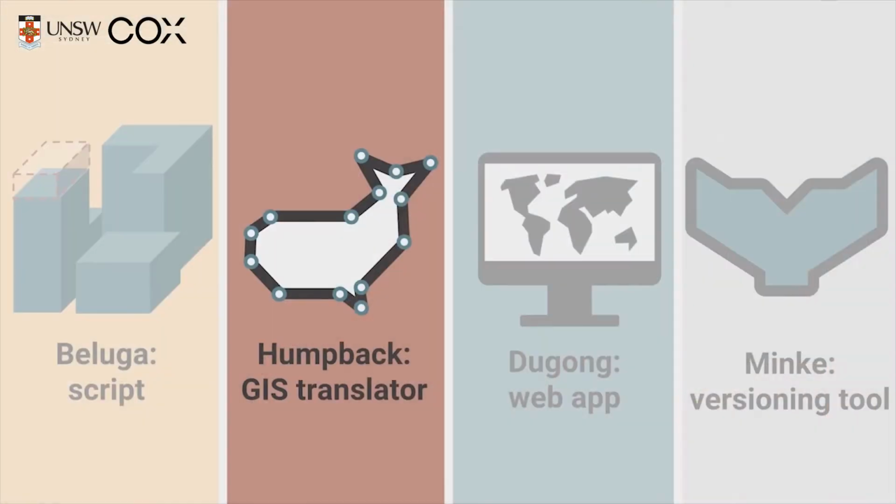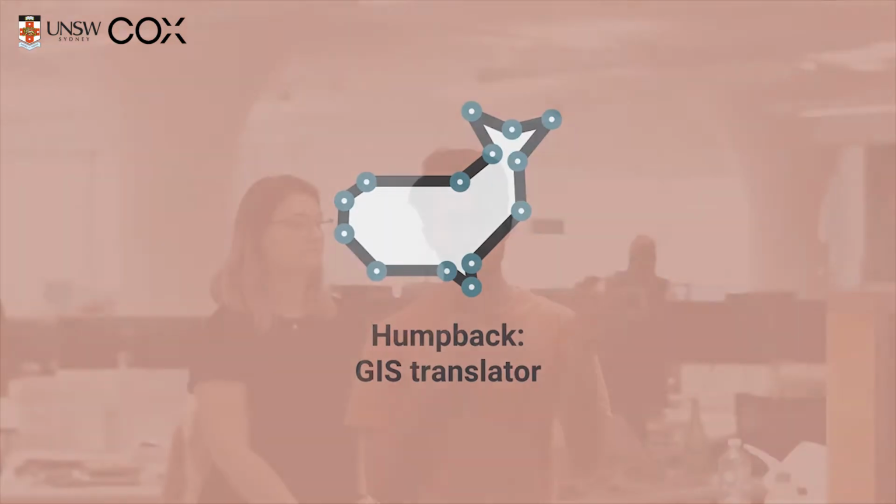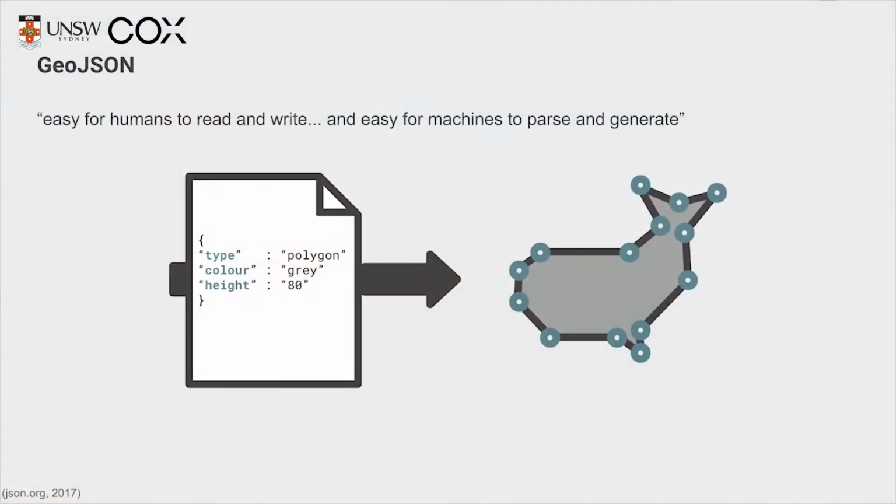So that leads us to our second tool before we could even start our first tool, which is Humpback. So Humpback is a GIS translator. It converts between GIS file types and Grasshopper. So what we used is GeoJSON, which is similar to what Emily was talking about.